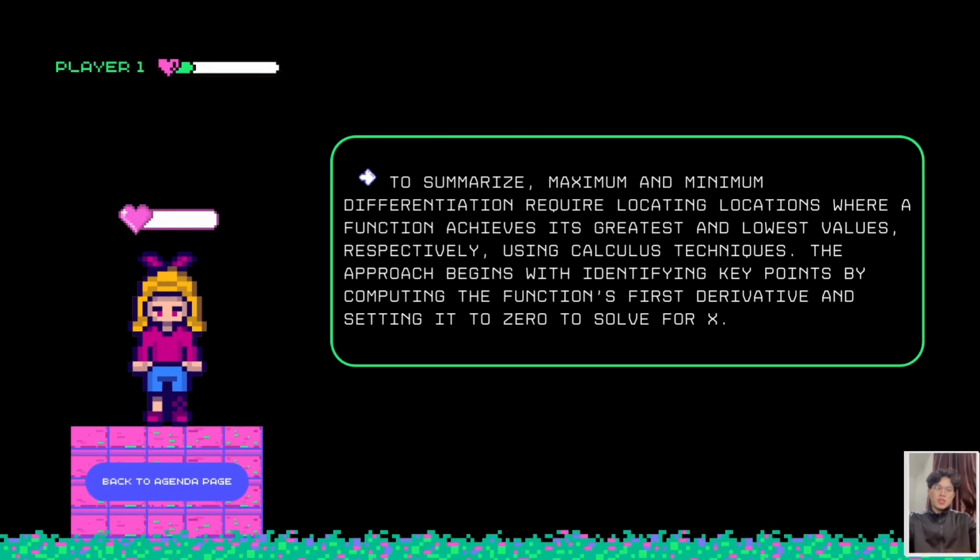To summarize, maximum and minimum differentiation require locating the points where our function achieves its highest and lowest values, respectively. Using calculus techniques, the approach begins with identifying key points by computing the function's first derivative and setting it to 0 to solve for x.